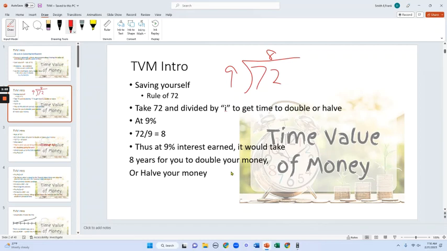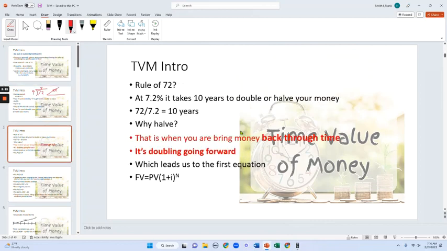So it's traveling up and down this line, if you will, a timeline at 9%. And at different points in time, you can figure out what it's worth. In this case, if it was 9%, you would expect to double or halve your money. Double it when you're going out and halve it when you're coming back. So at 7.2%, it would take 10 years to double or halve your money.